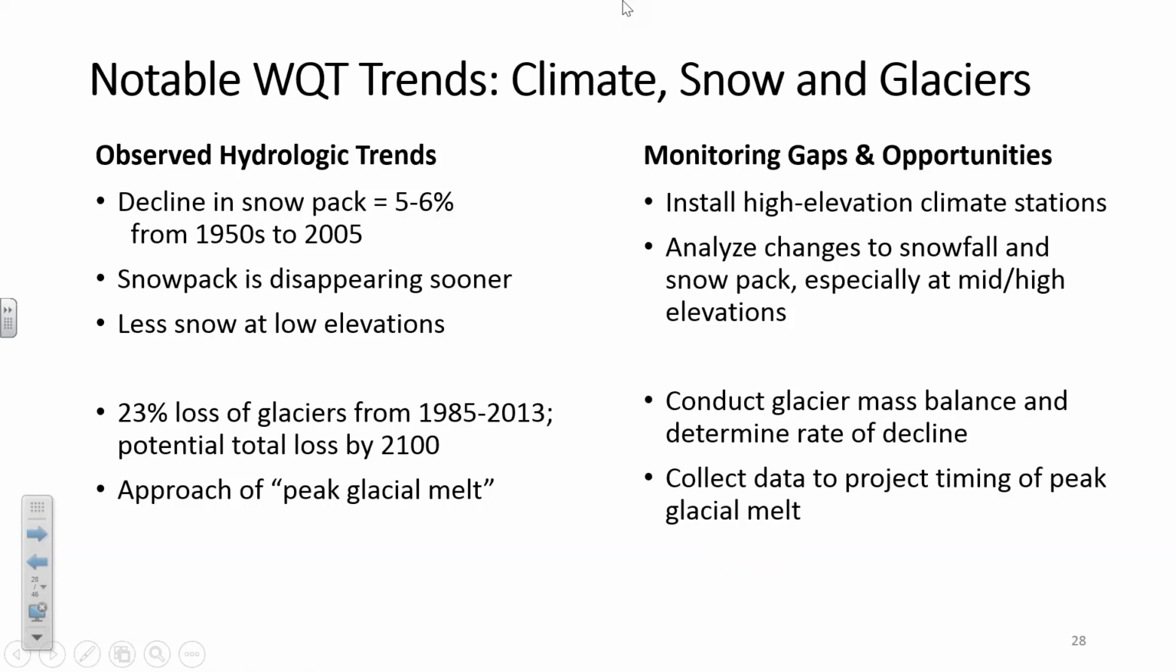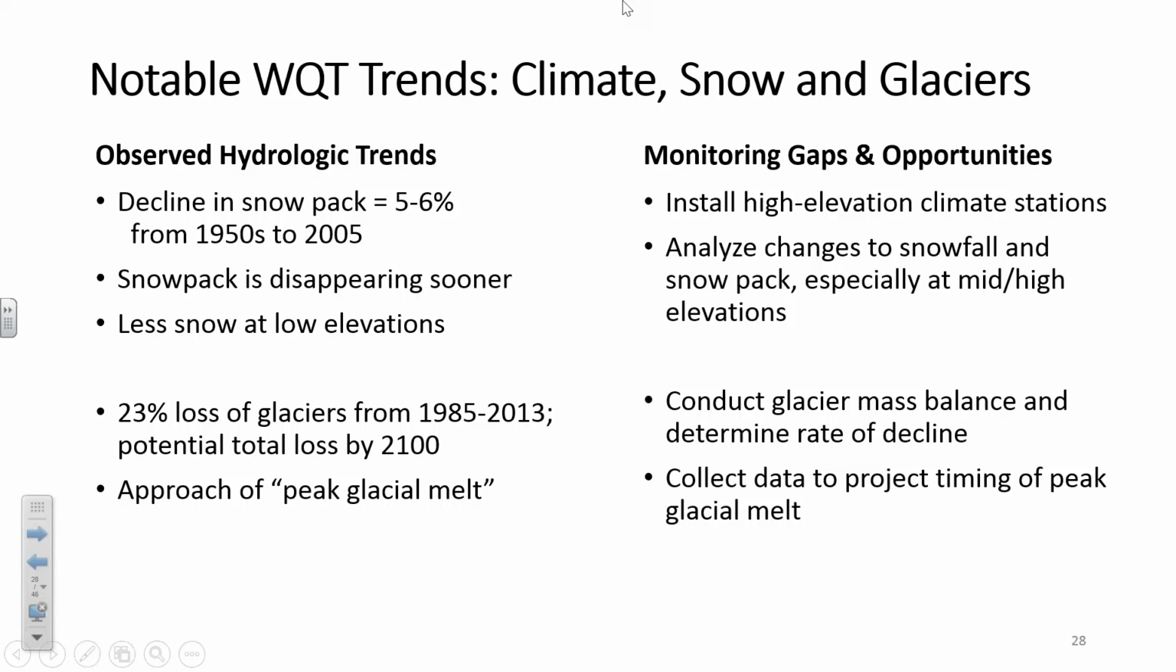Okay, some notable trends that we see in the water quantity data. There has been a decline in the snowpack. Corrected for PDO, it's 5 to 6% in the last part of the last century. It hasn't been analyzed since then. Snowpack is disappearing sooner, and there's less snow at low elevations. I think we recognize that. There's also been a full quarter of the glacial area lost in 30 years, from 1985 to present. A full quarter has been lost, with a projection in the published science of complete loss by 2100. You know, that's a modeled projection.